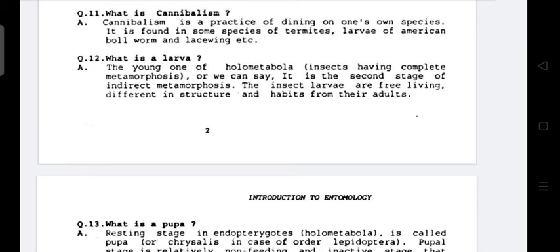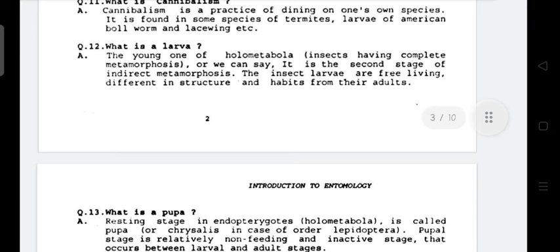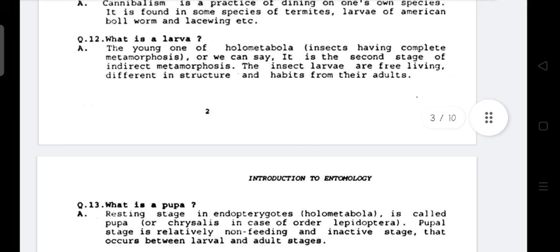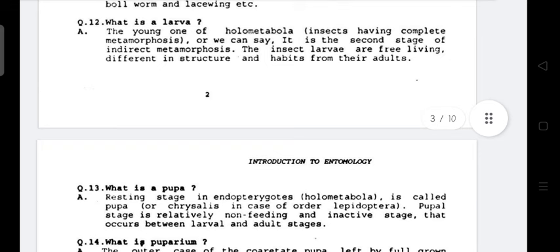What is a larva? The young one of holometabola, or we can say it is the second stage of indirect metamorphosis. There are different kinds of metamorphosis we will study in future, like ametamorphosis, indirect and direct metamorphosis. Insect larvae are free living, different in structure and habitats from their adults. While in direct metamorphosis, adults and the young ones look alike.